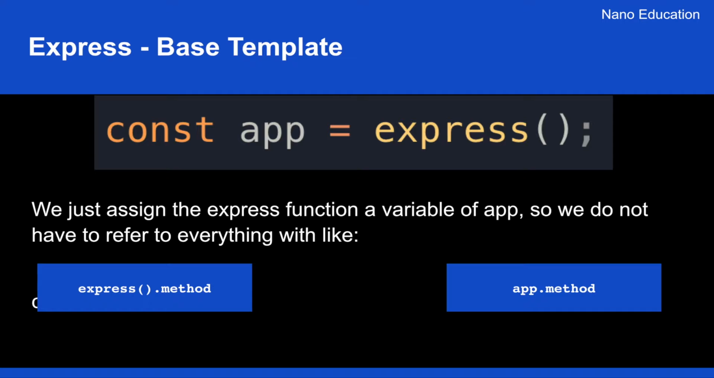Alright, then we have const app is equal to Express. So basically, we're assigning Express to app. There we go, that makes more sense. So, instead of running express.method, we're running app.method, which sounds a lot simpler.